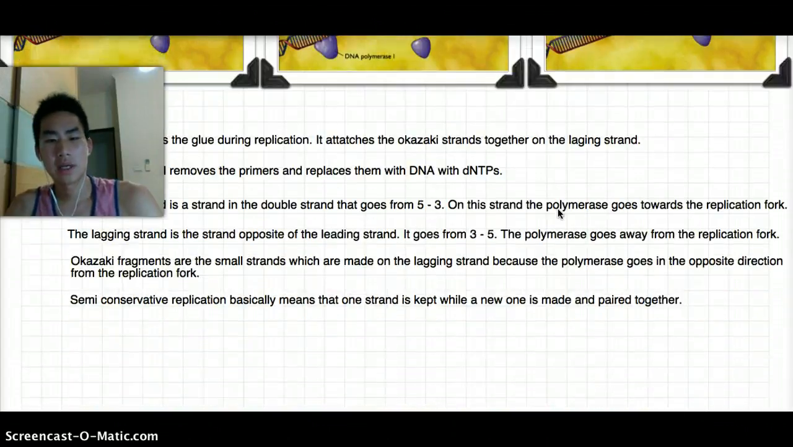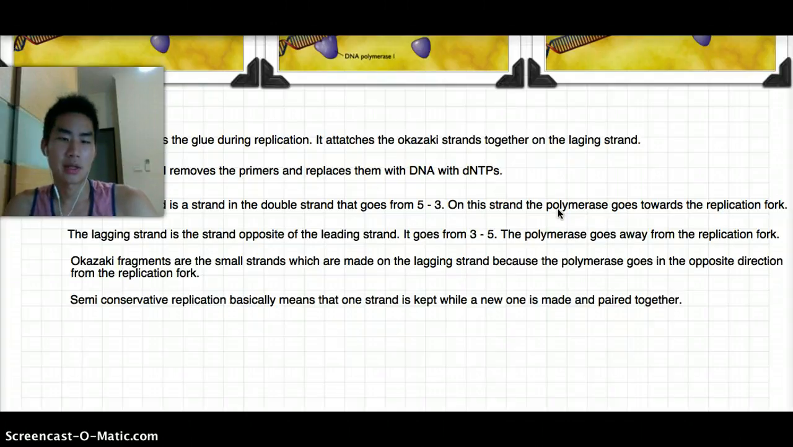The leading strand is just a strand in a double strand that goes from the 5' end to the 3' end. And on this strand, the polymerase goes towards the replication fork. The lagging strand, on the other hand, is a strand opposite of the leading strand. It goes from a 3' end to the 5' end, and the polymerase goes away from the replication fork.